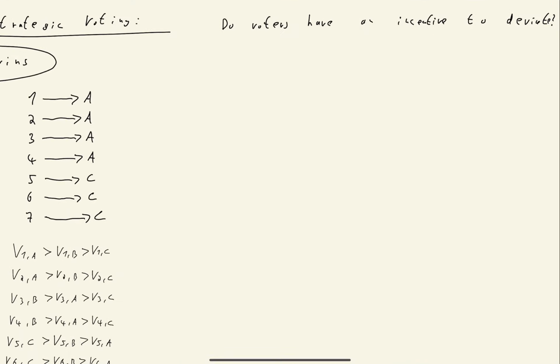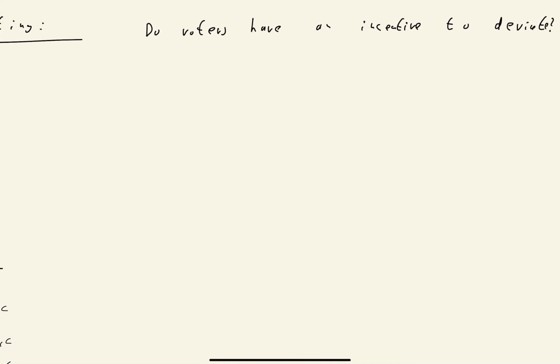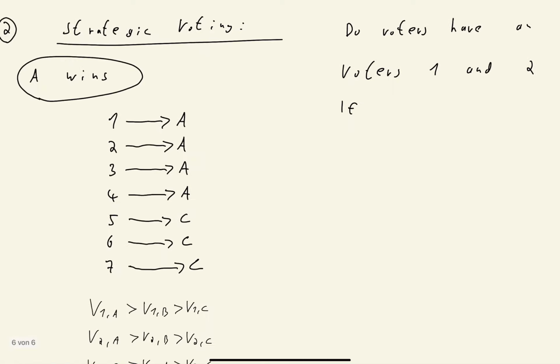Okay, so back to the question. Do voters have an incentive to deviate? And that's what we will be checking now. So let's start with voters 1 and 2 because they have the same preferences. That's what we will start with. In this setup, they're voting for A.